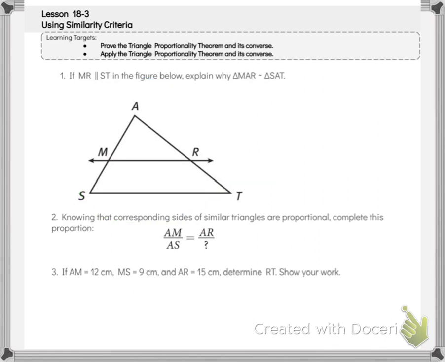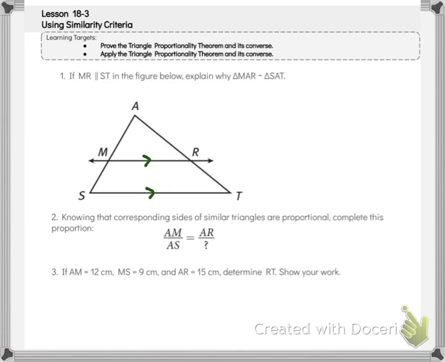So number one, it says, if MR is, and then we have this symbol. This symbol right here means that they are parallel. So it's saying MR is parallel to ST. So I'm going to go ahead and add the symbols for that. Remember, this is what they look like. In the figure below, explain why triangle MAR is similar to triangle SAT. So let's kind of just go over this.